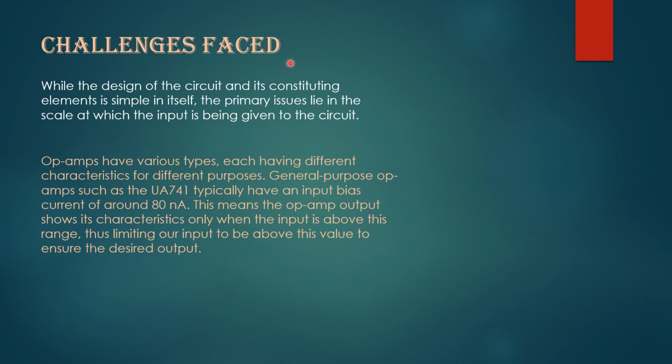Challenges faced. The primary issue lies in the lowest input current that can be given to the circuit. General purpose op amps such as the UA741 have an input bias current of around 80 nanoamperes. This means the circuit shows its desired characteristics only above this input current range, and hence this limits the lowest input current to be the input bias current of the chosen op amp.